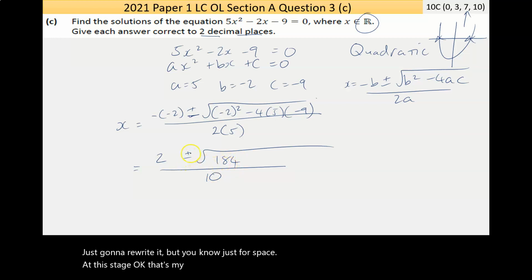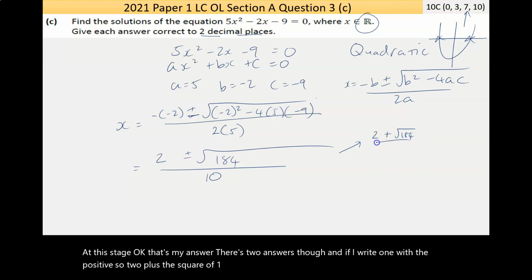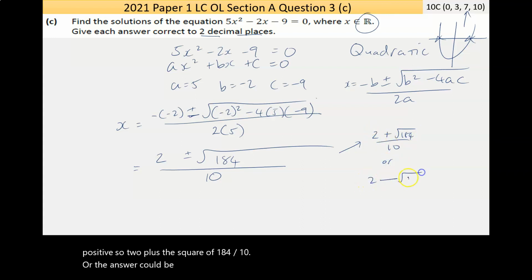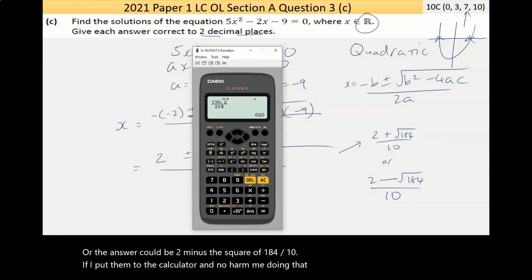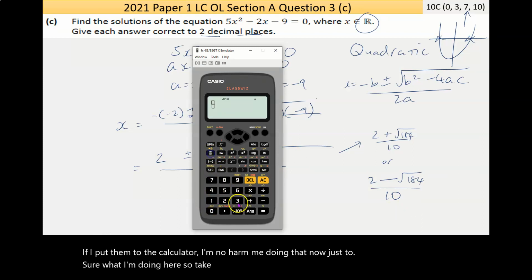There's two answers though. If I write one with the positive, it's 2 plus the square root of 184 over 10, or my answer could be 2 minus the square root of 184 over 10. Now, if I put them into the calculator, and no harm doing that now, just to show what I'm doing here. So take the top one, it's a fraction.